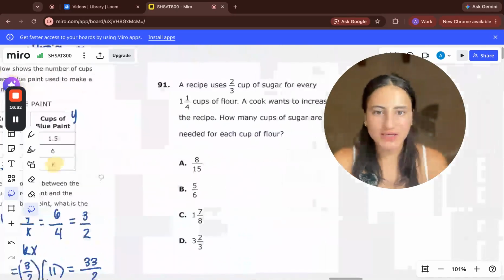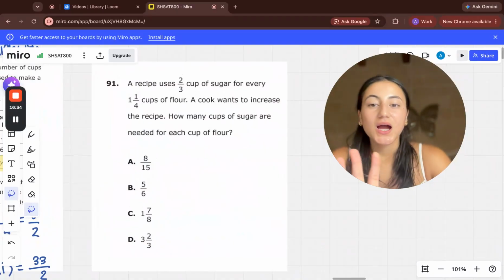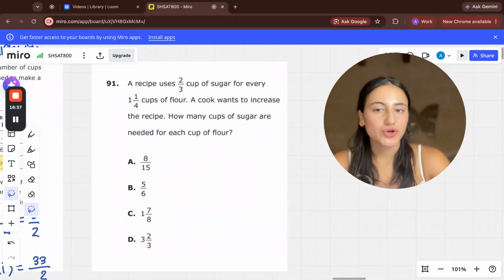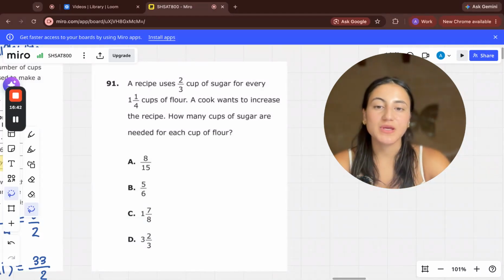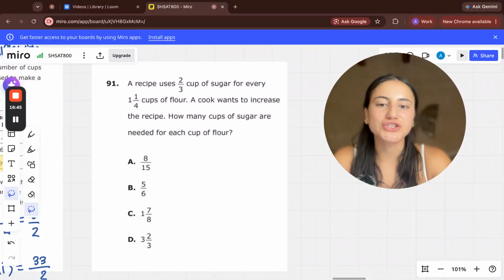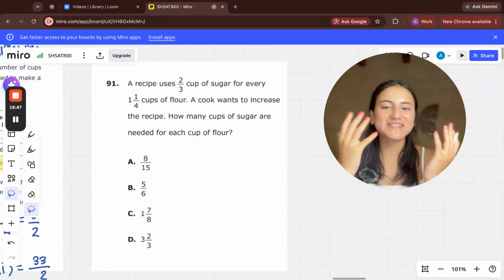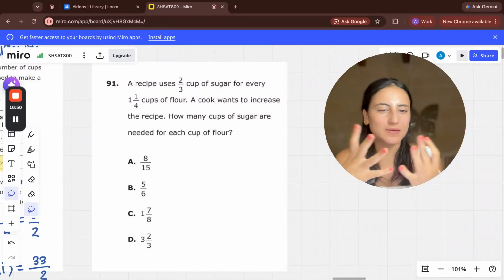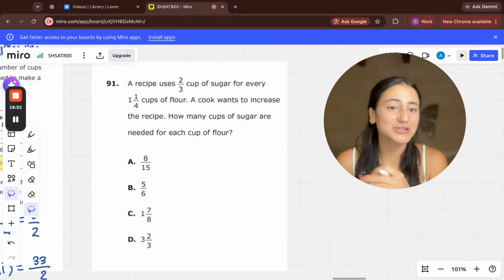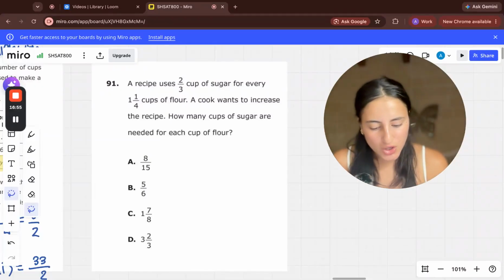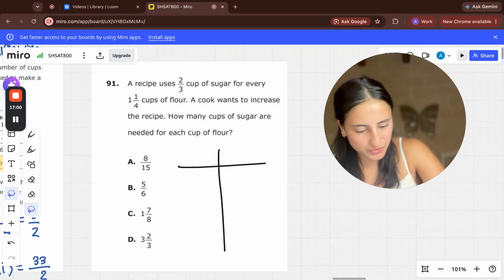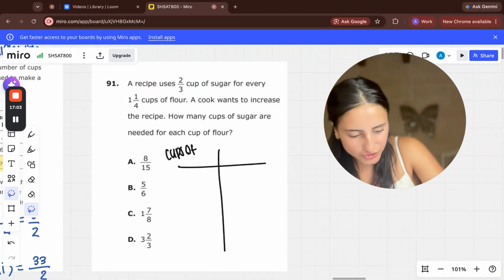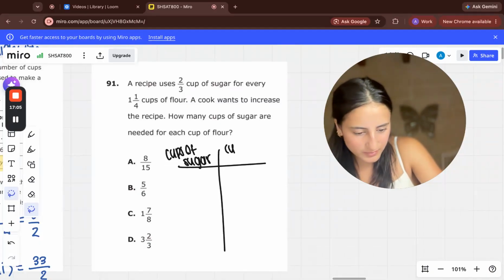Now, question 91. A recipe uses 2/3 cup of sugar for every 1 1/4 cups of flour. A cook wants to increase the recipe. How many cups of sugar are needed for each cup of flour? So basically, different units, but the same idea. Honestly, it's very similar to the original example I used. If we were to set up a table, on the left-hand side I'll do cups of sugar, and the right side will be cups of flour.